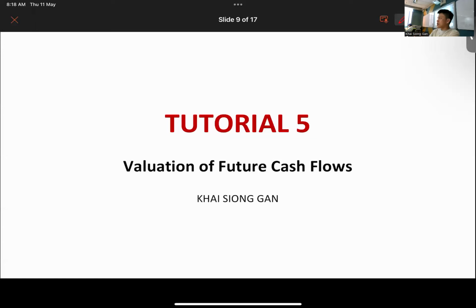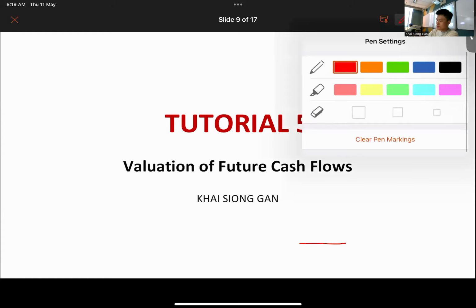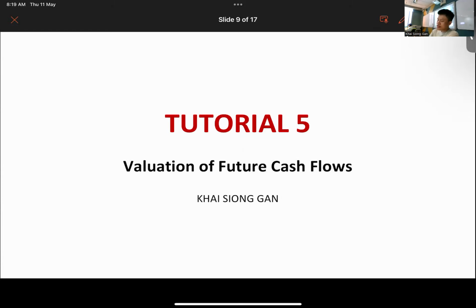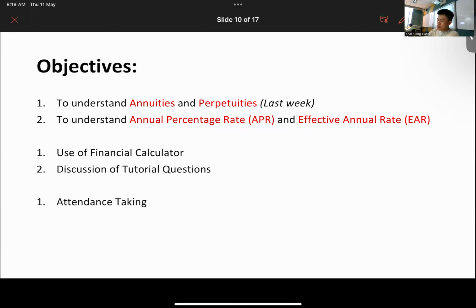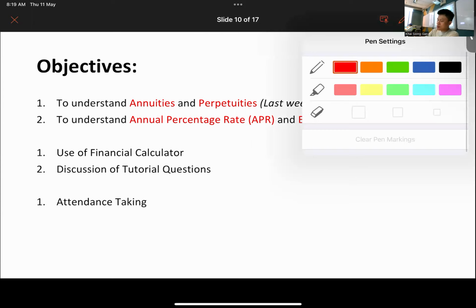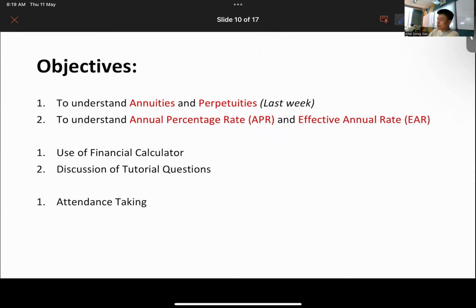Okay, so we are going to look into topic 5, which is a continuous version of a previous topic. We call it valuation of future cash flows. But in this topic, only two things you need to focus on. So let's have a look into the contents. Two things here. The first objective that you need to know is the one that we covered in the previous session, the difference between annuities and perpetuities. Remember, I covered these contents in the previous session.